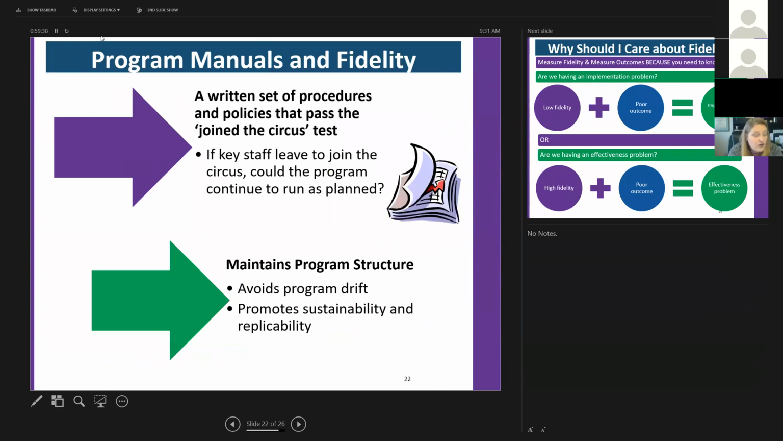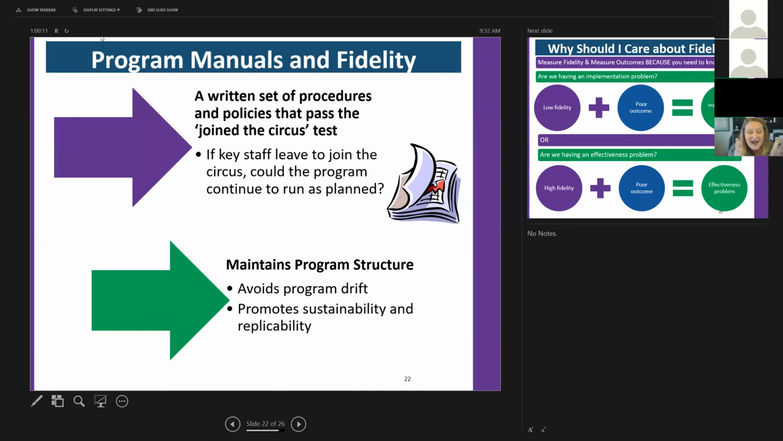So if you are not implementing, or even if you are, an evidence-based program, how do you know what's supposed to happen and what it's supposed to look like? And a program manual, you remember back to the house, like at the very beginning where I said I would talk a little bit about a program manual. So that's that piece that we're going to talk about here. So a program manual is that in writing, that book that dictates sort of what we do and how we do it. It's a written set of policies and procedures, and we say it passes the join the circus test, right?